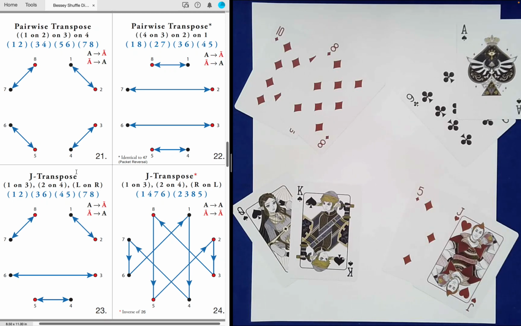Okay, so anyway, that's another application involving Bessey Sequences and Bessey Shuffles. So I encourage you to take a look at other videos in this series, and if you've looked at the previous ones, go ahead and move on to video number 7. So thank you for watching.